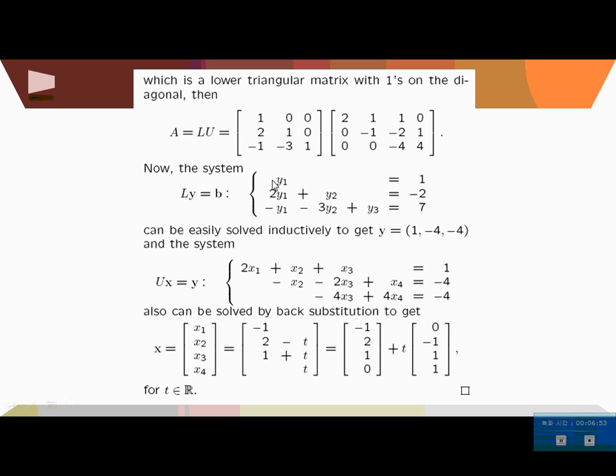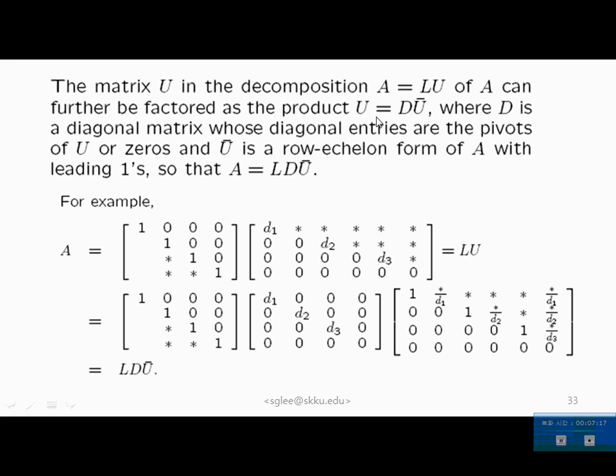y1 is equal to 1, and y2 is equal to -4, and y3 comes like this. Then use this to have x by backward substitution here. There is one free variable, so we choose a free variable t for x4, then the others will follow to have the whole solution. This is the way.